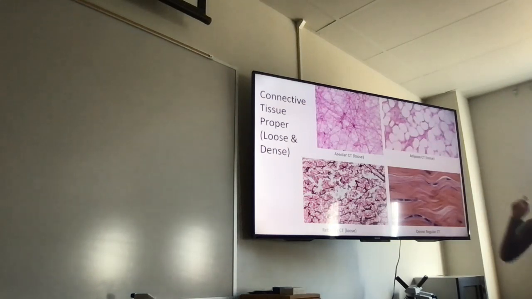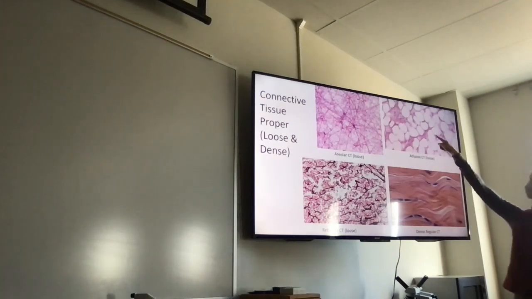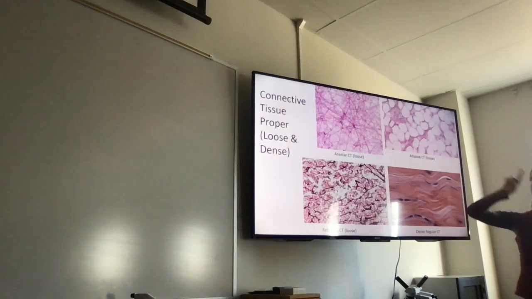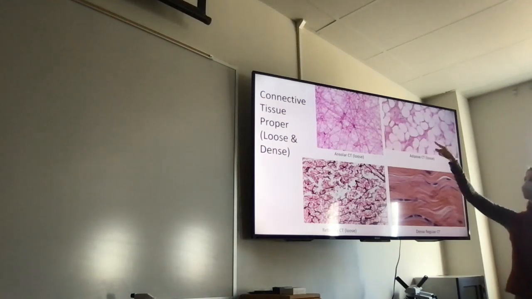Adipose connective tissue is fatty tissue. So what you're seeing here, these big white blobs are the cell. And in particular, the white part is lipid, it's fat. So it's a big fat globule in the cell.